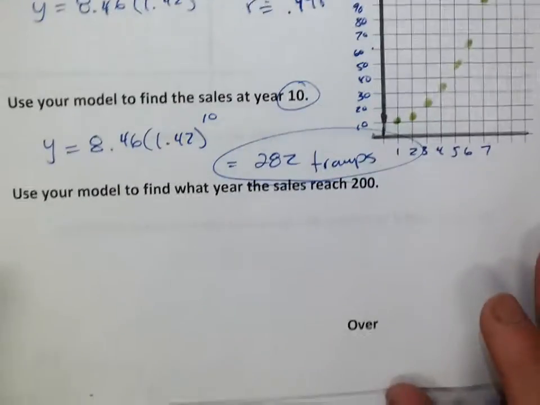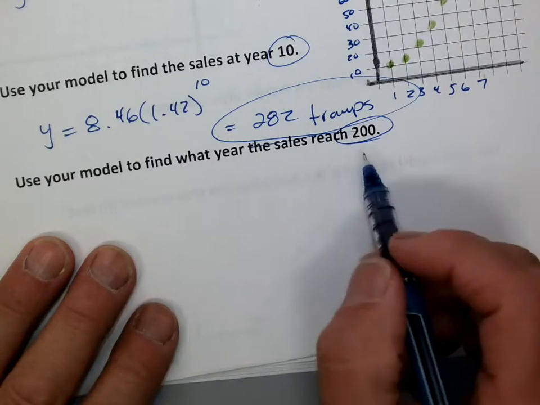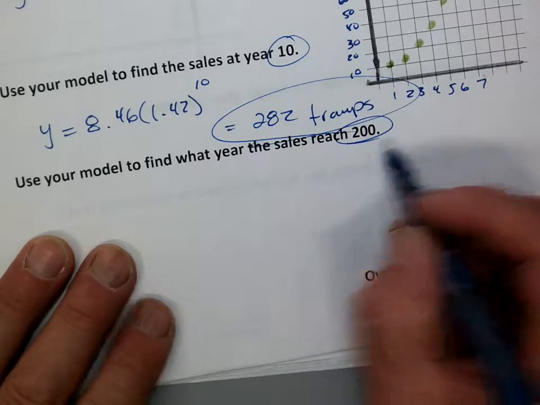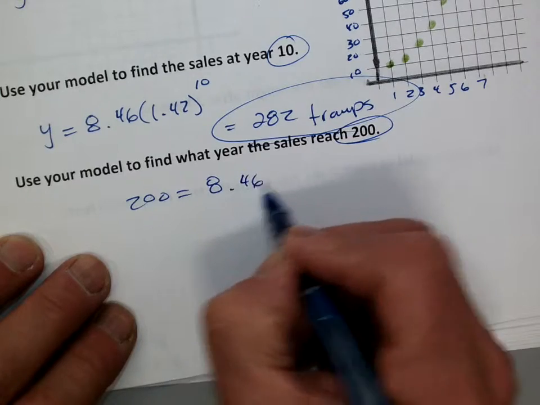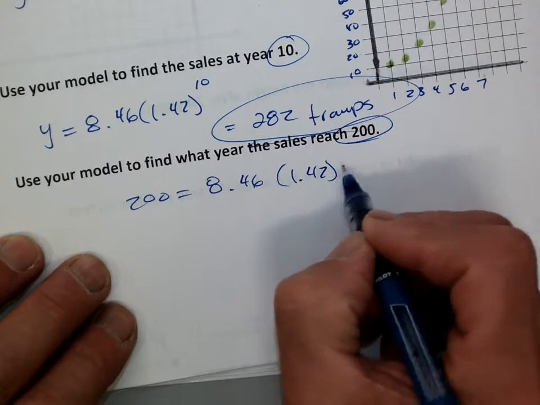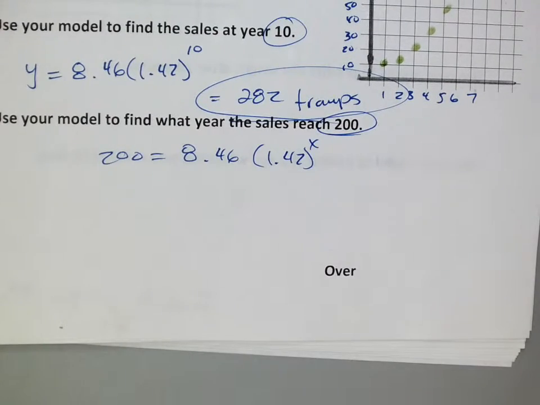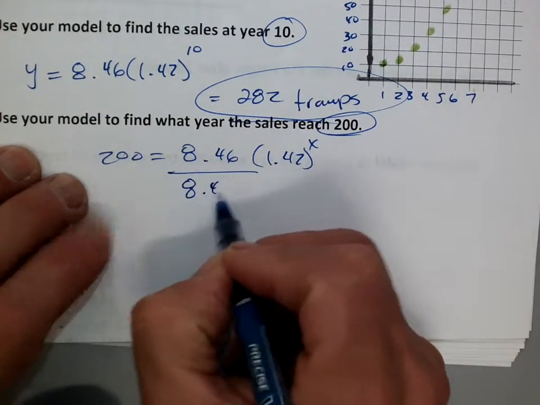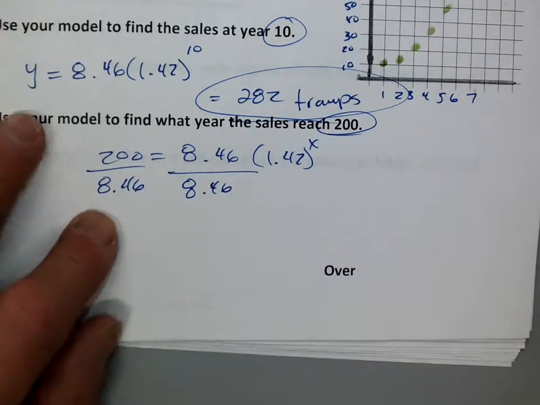Okay, now, use your model to find when sales reach 200. Let's change this to 2,000. No, we can do 200. So let's go 200 equals 8.46 times 1.42 to the x power. All right, here we go. Now, let's solve for it. So let's divide by 8.46, divide by 8.46. I'm just going to solve.